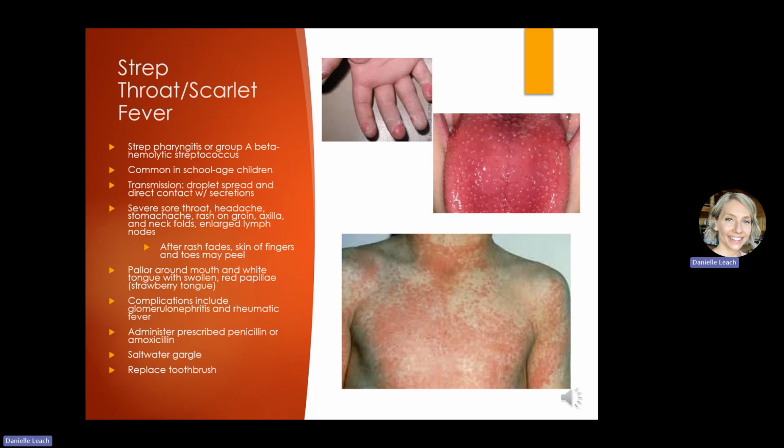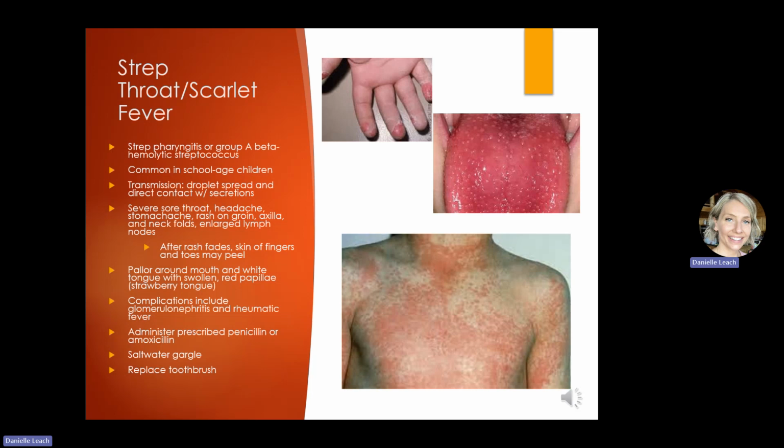Strep throat, also sometimes called scarlet fever. This is caused by group A beta hemolytic streptococcus. So basically an extremely sore throat. This can affect all ages and adults, but it's more common in children that are over 2 years of age, so especially school-age children. It's transmitted by droplet spread and direct contact with any respiratory secretions.